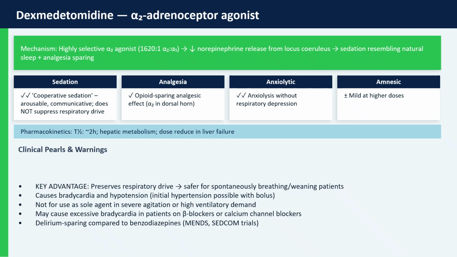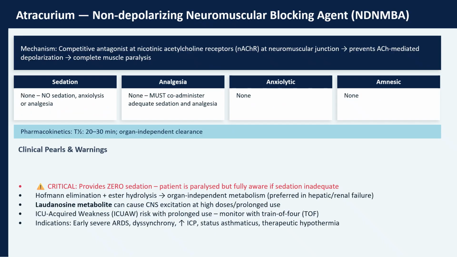It's a good anxiolytic and it doesn't have a great amnesic effect. So if you are able to manage the patient in the intensive care unit only on Dexmed, and then you interview the patient post discharge, the patient will be able to recall some of the events which happened in the intensive care unit. Dexmed is predominantly metabolized by the liver, so you have to be a little bit careful about using Dexmed in patients with liver failure again. Dexmed has been compared with benzodiazepines in a few studies, and it is found to have lesser delirium compared to midazolam or lorazepam.